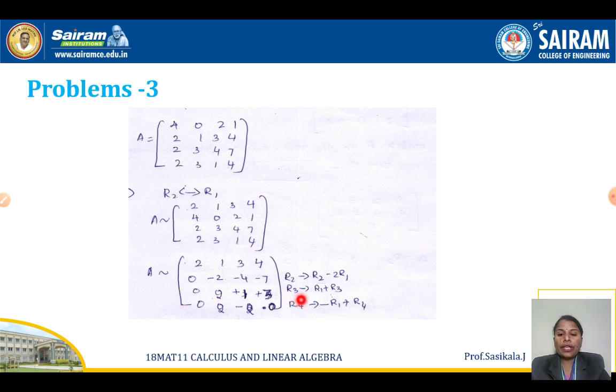R3 implies, what you can see, R3, just 2 is there, right? So you can make it R3, it is not a plus, it is a minus, okay? R3 minus R1, you can get 2 minus 2, 0, 3 minus 2 will be 2, 4 minus 3 will be 1, and 7 minus 4 will be 3, okay? That's what we got. And next one, R4, you can see R4 also 2 is there, R4 minus R1. So 2 minus 2 will be 0, 3 minus 1 will be 2, 1 minus 3 will be minus 2, 4 minus 4 is 0.